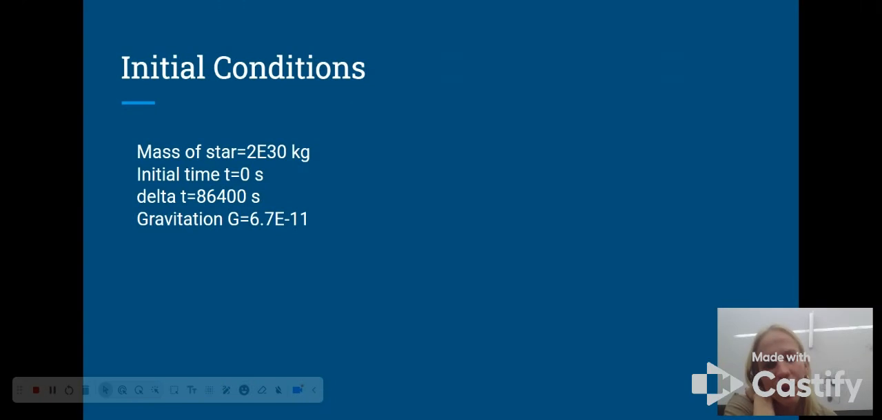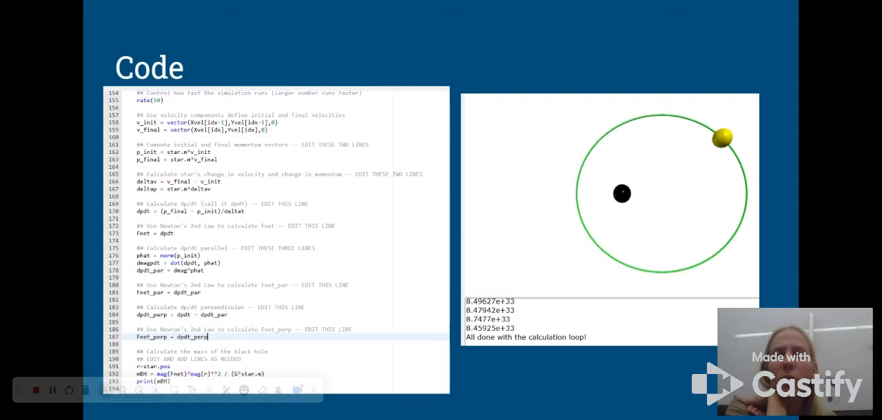Initial conditions: the mass of the star was 2 times 10 to the 30th power kilograms, initial time was 0, delta t was the number of seconds in one full Earth year, and the gravitational constant was 6.7 times 10 to the negative 11th power. So this is my code.